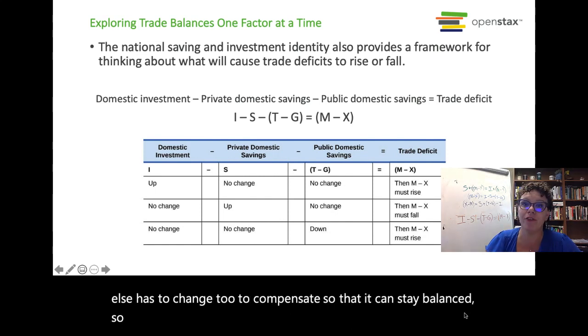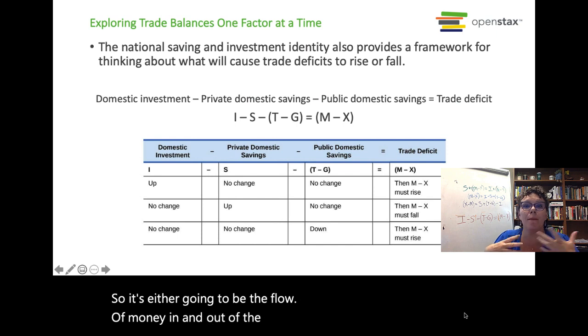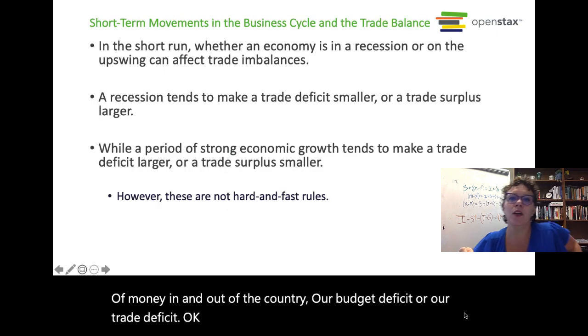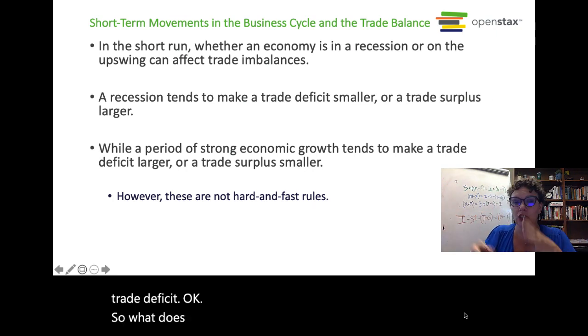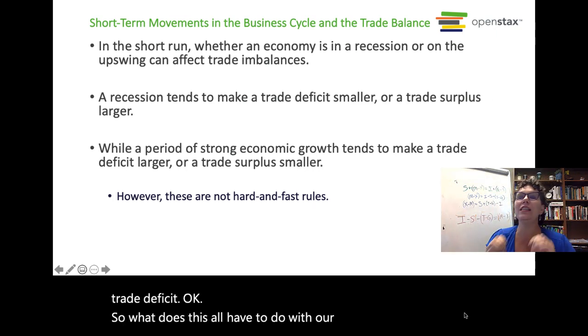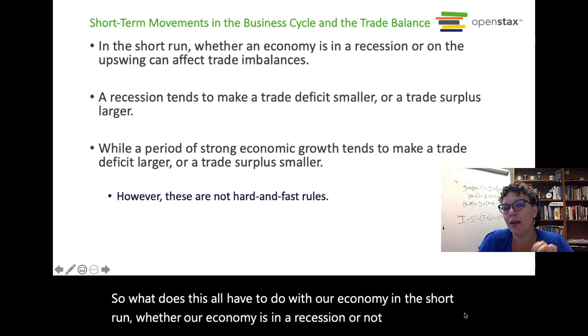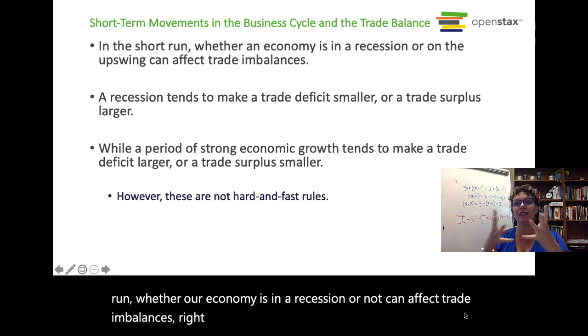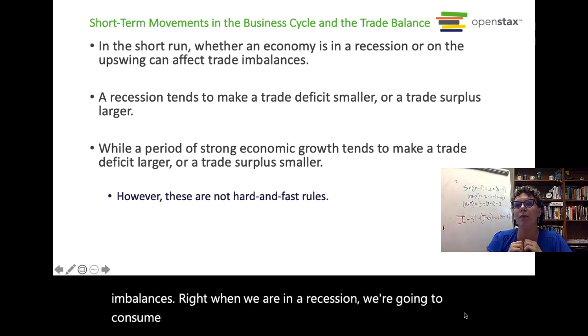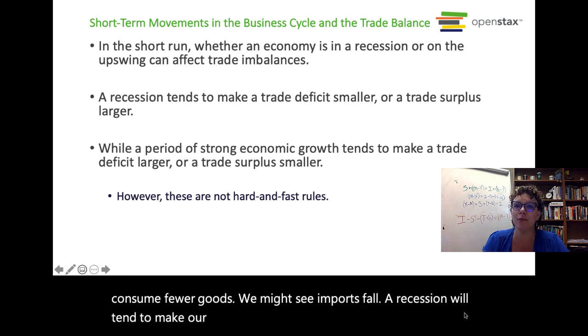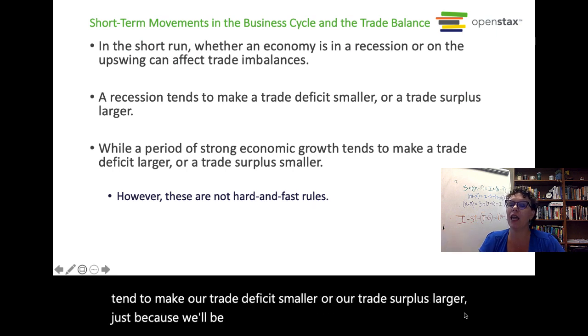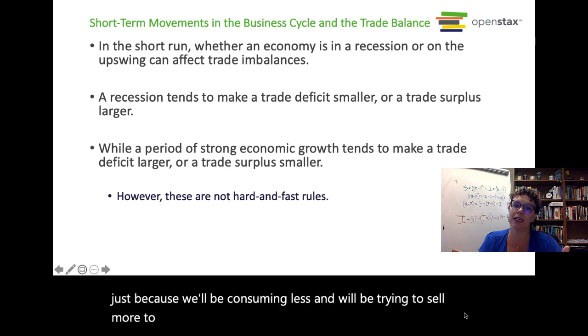So it's either going to be the flow of money in and out of the country, our budget deficit, or our trade deficit, okay? So what does this all have to do with our economy? In the short run, whether our economy is in a recession or not can affect trade imbalances, right? When we're in a recession, we're going to consume fewer goods. We might see imports fall. A recession will tend to make our trade deficit smaller or our trade surplus larger, just because we'll be consuming less and we'll be trying to sell more to outside markets.